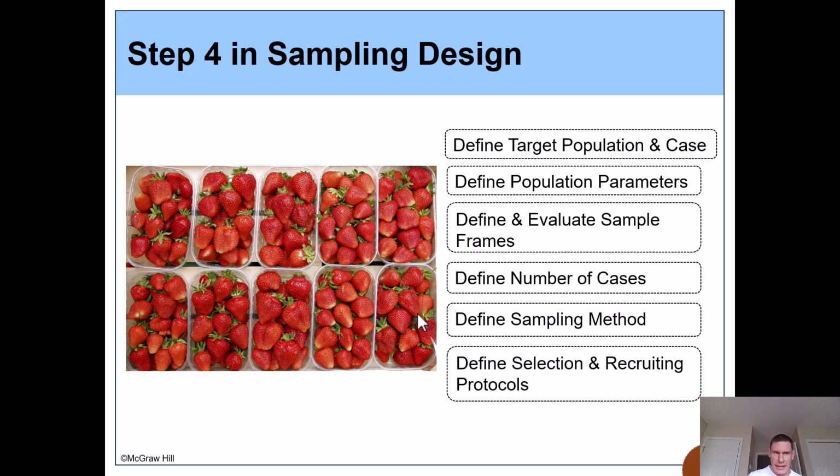Again, I'll speak more to that in a little bit because that's super important. The sampling method obviously is important, and define the selection and recruiting protocols.